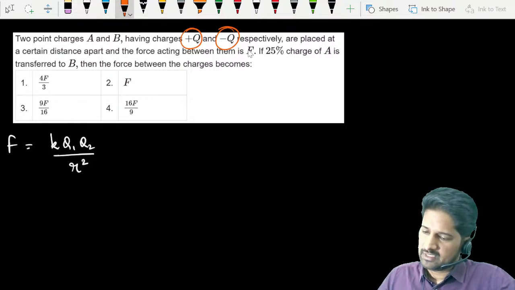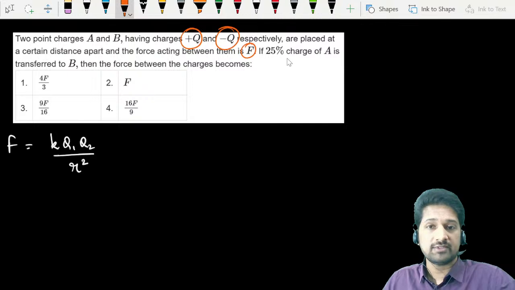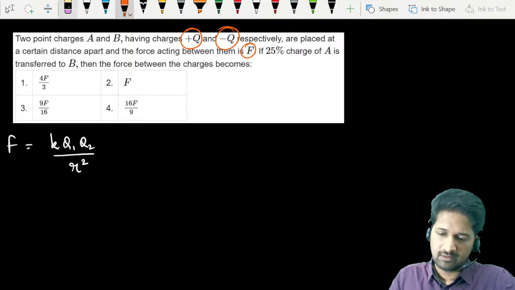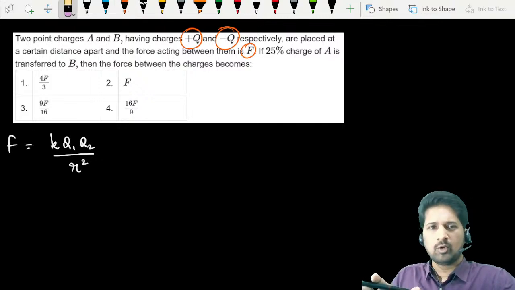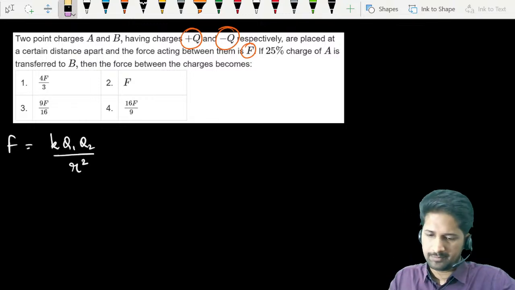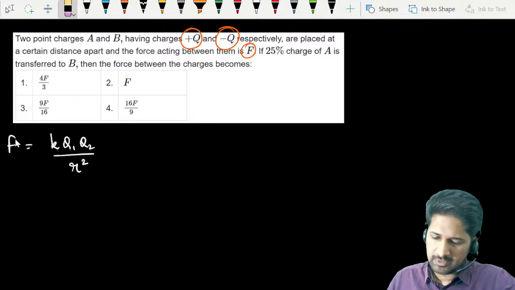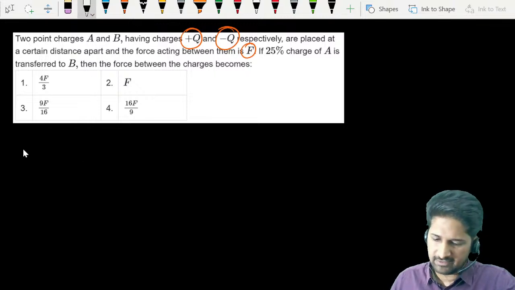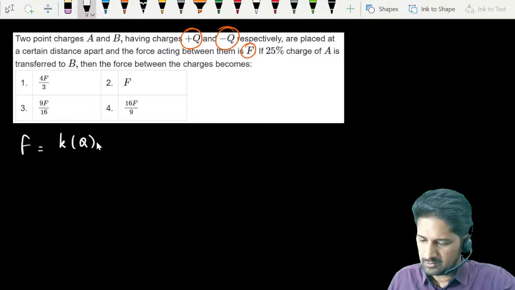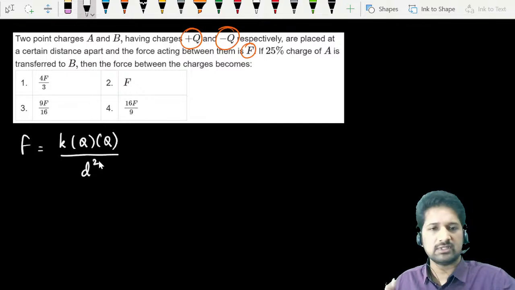The force between them is given as F. If 25% of the charge of A is transferred to B, then how much does the force become? So they are only talking about the magnitude of the force, so the exact direction is not necessary. We'll substitute the magnitudes of the charges. Sign can be ignored. The initial force between the two charges, which is given as F, how much will it be? K, one charge is Q, the magnitude of the other charge is also Q, divided by some distance. Let's take the distance as D, so this is F.